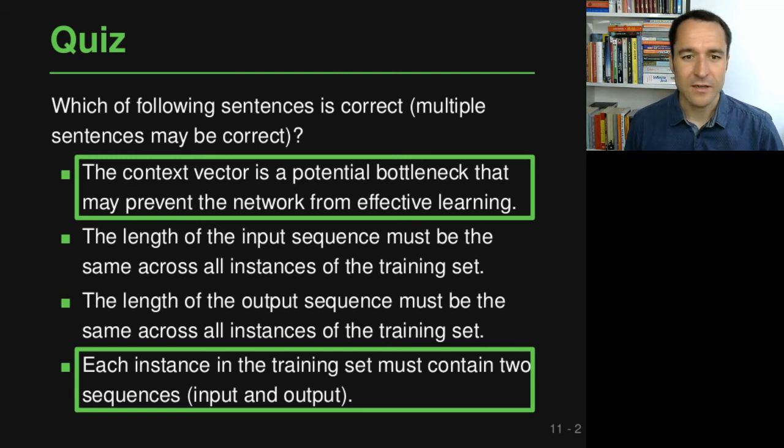And then finally, the last sentence is true again. So each instance in the training set must indeed contain two sequences, namely the input and the output. And the reason simply is that we here do supervised learning. So we need to have examples of inputs and outputs that come in pairs so that we can train our model.